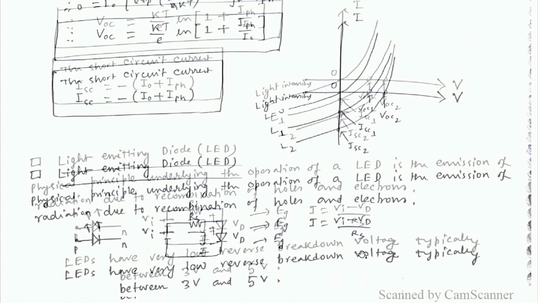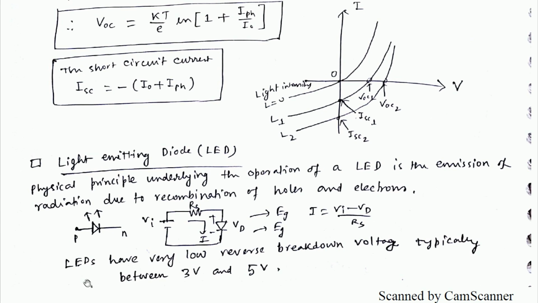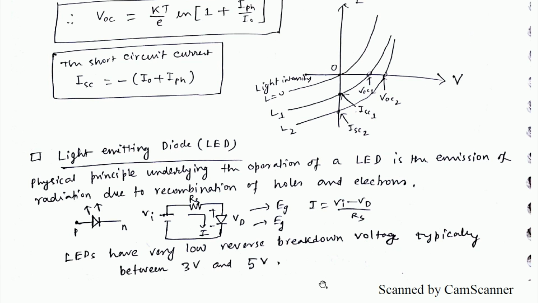Okay. Light emitting diode, or LED. The physical principle underlying the operation of an LED is the emission of radiation due to recombination of holes and electrons. So this is a PN junction, and the LED works on this principle of recombination of holes and electrons, and I is Vi minus Vd by Rs. This is so simple. LEDs have very low reverse breakdown voltage, typically between 3 volts and 5 volts.